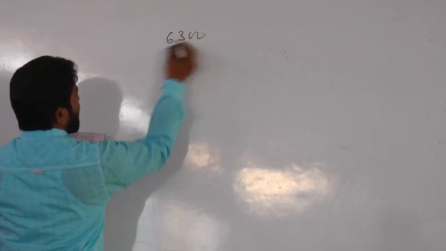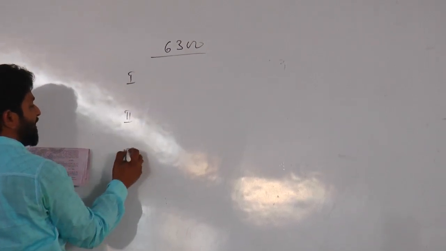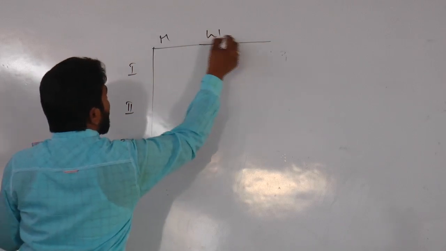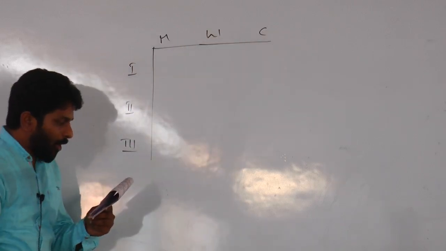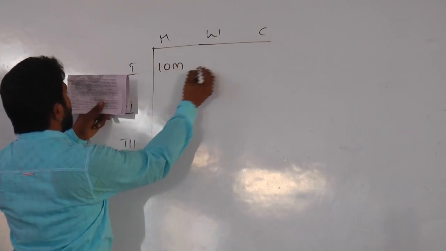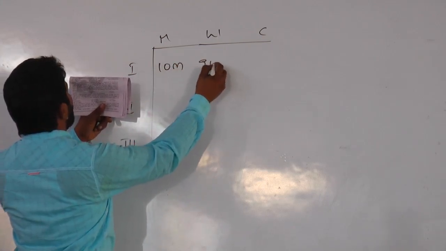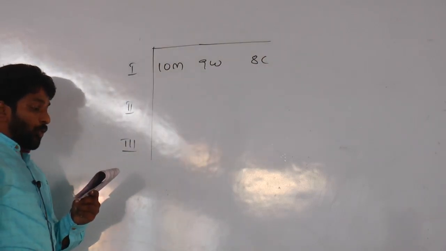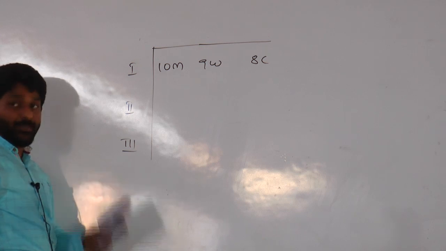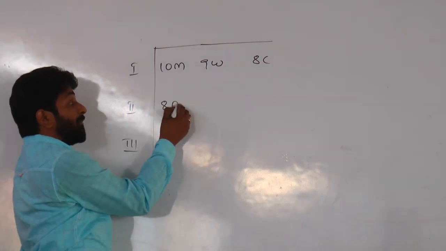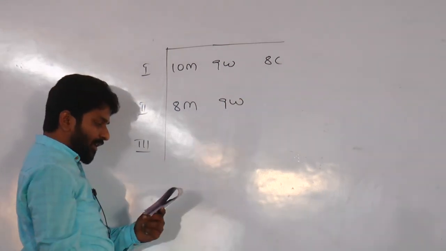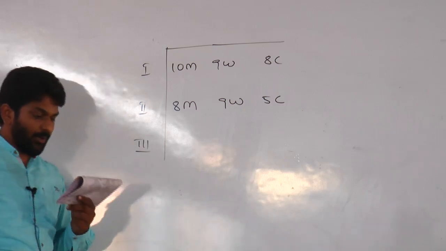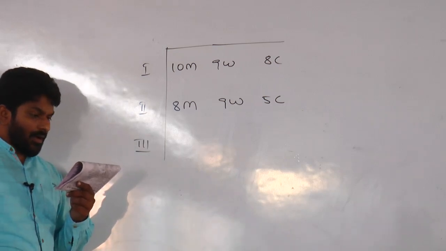We have 6,300 books on the first, second and third day, and men, women, children. How many men are there? 10 men, 9 women, 8 children on the first day. On the second day, 2 men and 3 children remained absent. 2 men absent, so 8 men, 9 women. How many children absent? 3 children. So on the second day you will have 5 children absent. Okay.